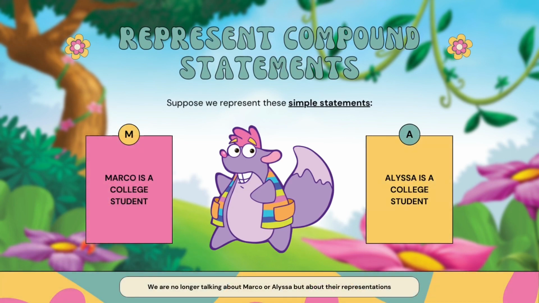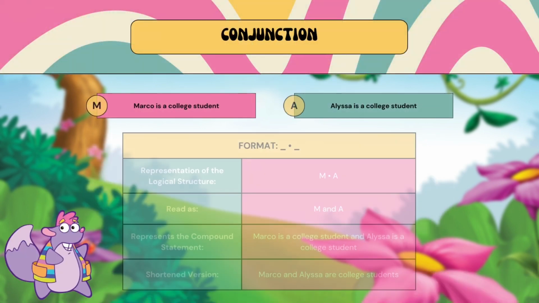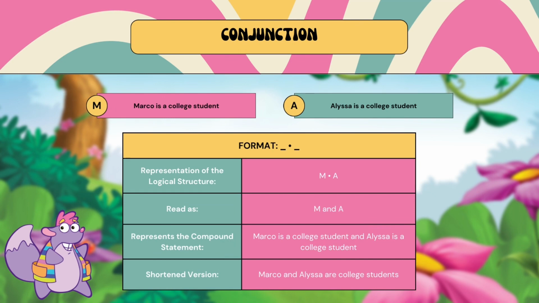Moving on, suppose we represent the simple statement, Marco is a college student, by the capital letter M. Suppose we represent another simple statement, Eliza is a college student, by the capital letter A. Now, we are no longer talking about Marco or Eliza, but about their representations. And so, let us now represent different compound statements. Starting with conjunction, to conjoin the two simple statements, we will use the symbol of conjunction. The result is this, and it is read as M and A.